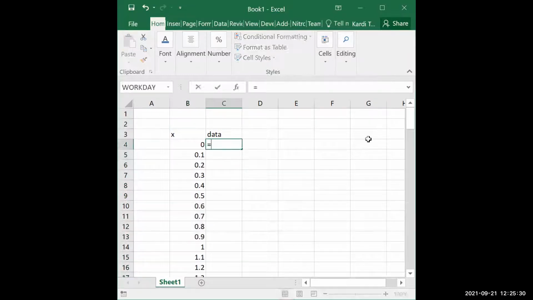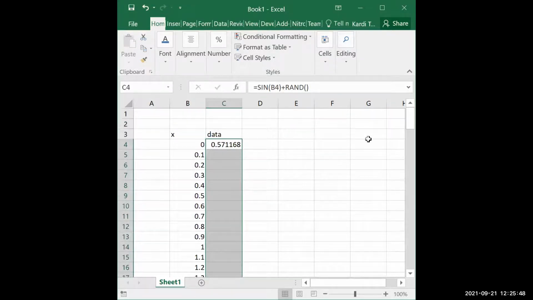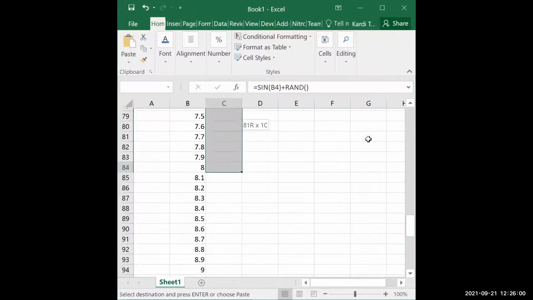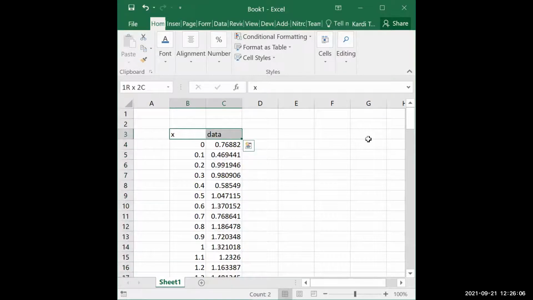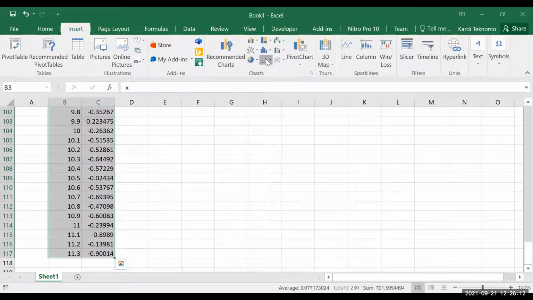Okay, and then your data supposed to be, your pattern is sine x, okay, sine of this x, and then I will add some random value. Oh, this is so big. Okay, but anyway, it's okay. Wait, what happened? Copy down. Oh, there. And then now I will plot. Okay. There.